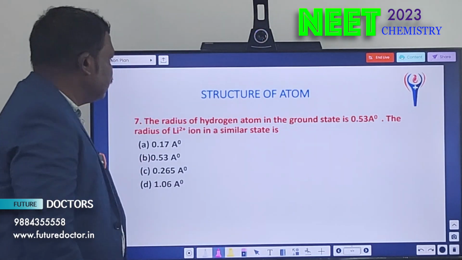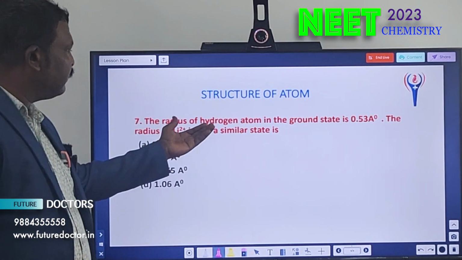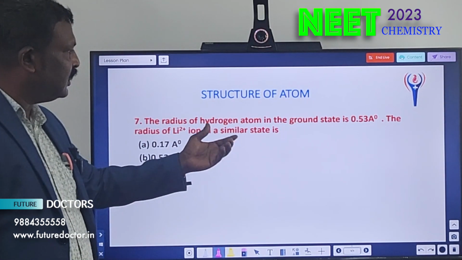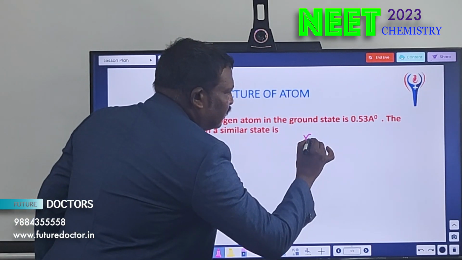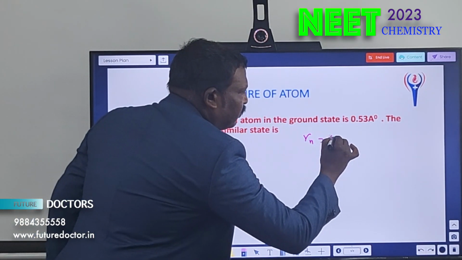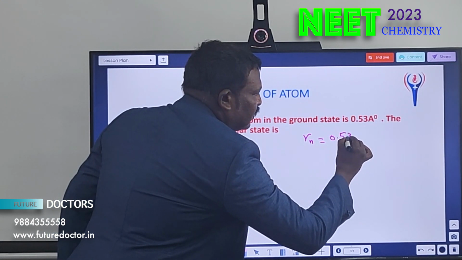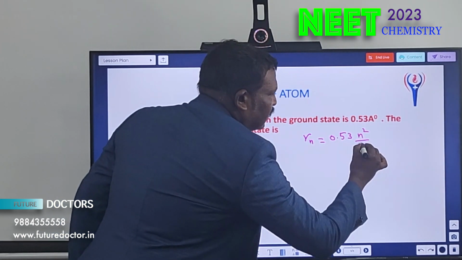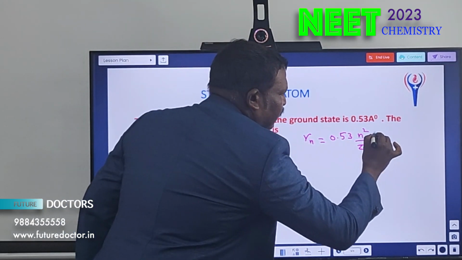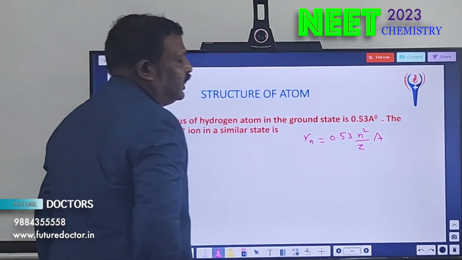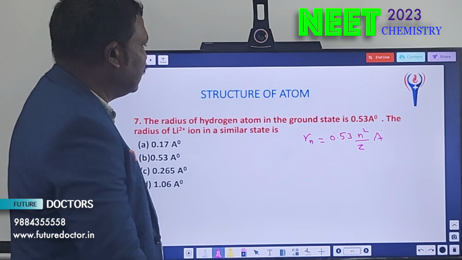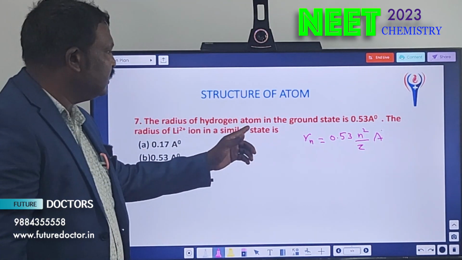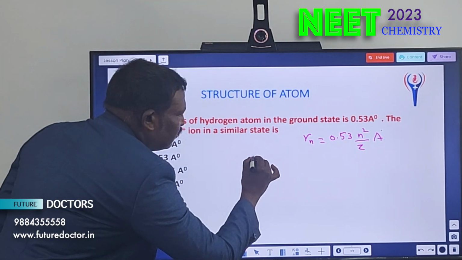Next one, the seventh one. See, simple one. The radius of hydrogen atom in the ground state is 0.53 angstrom. We have one formula for that: the radius of electron in the nth orbit is equal to 0.53 n square by Z angstrom. Actually, the textbook gives 0.529, so we can also take 0.53. This is in angstrom.